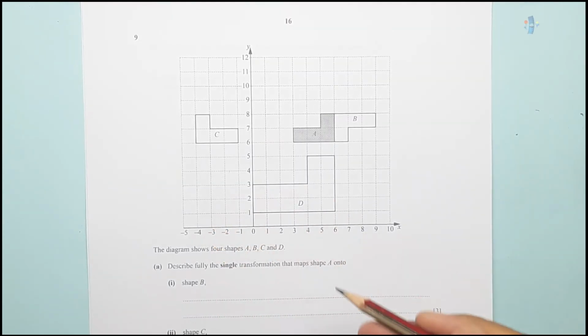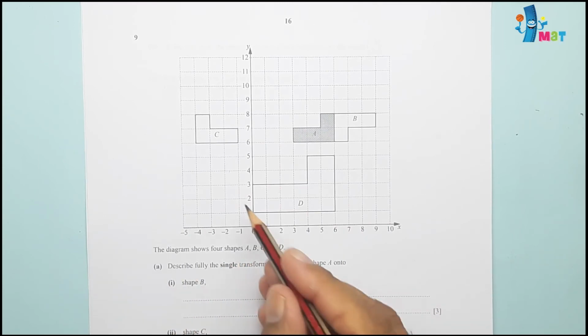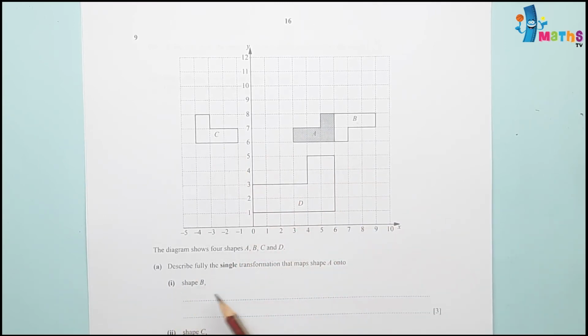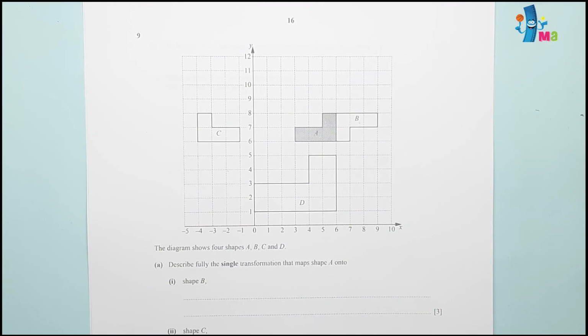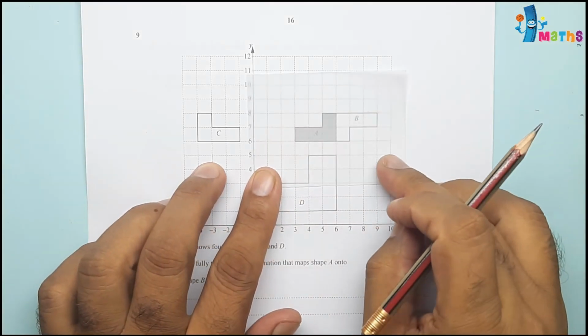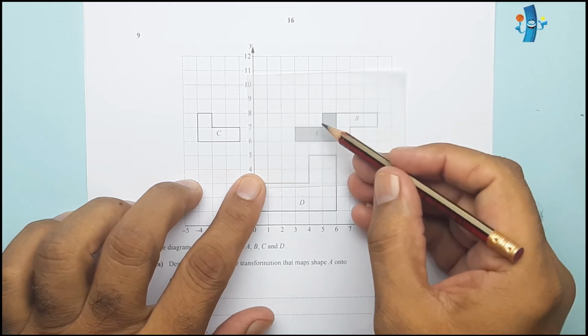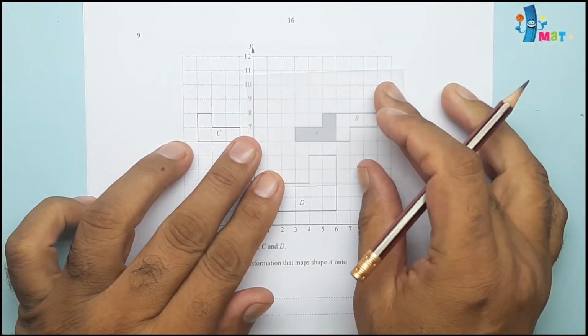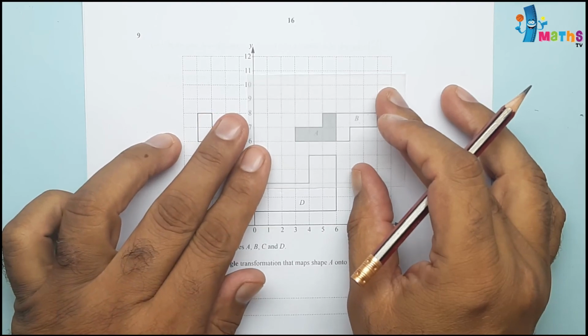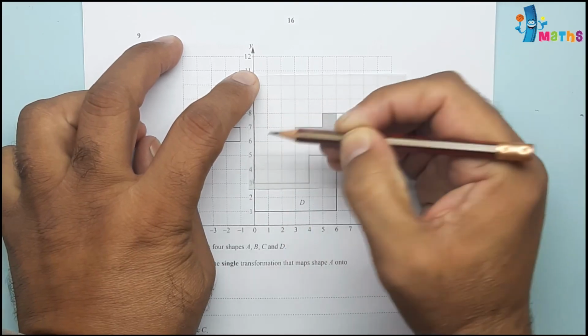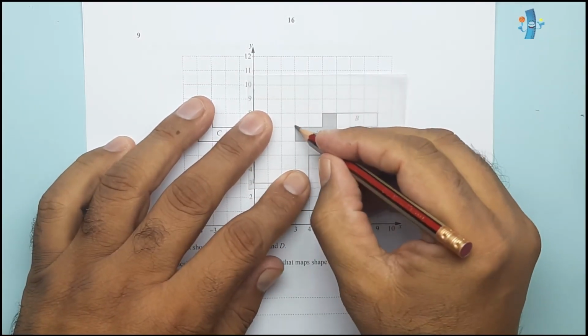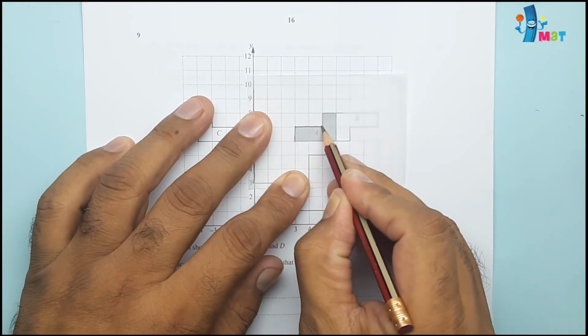Question number 9. This is a transformation question. The diagram shows four shapes A, B, C, D. Describe fully the single transformation that maps shape A onto shape B. So I will use tracing paper to solve this question. We have to check A onto B. We will draw this coordinate axis line like this one, and then we will draw A. A will be this diagram.